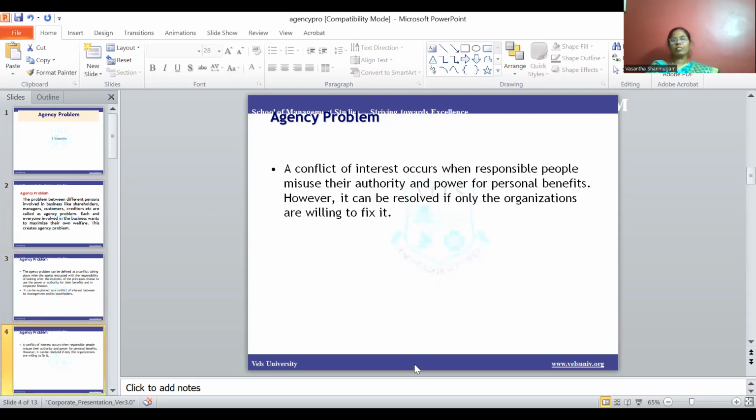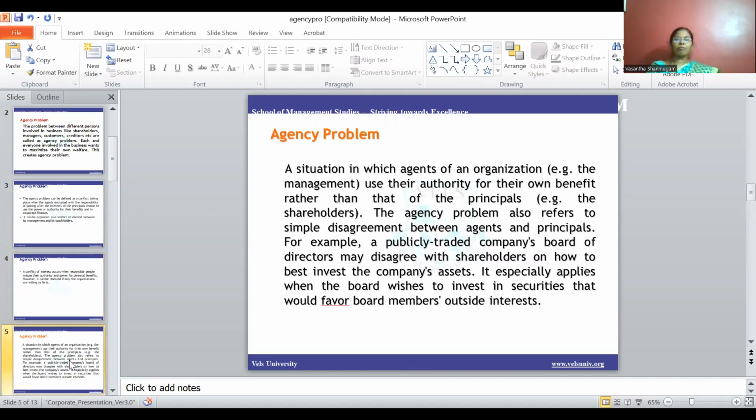A conflict of interest occurs when responsible people misuse their authority and power for personal benefit. Here, responsible people refers to the board of directors. They were given the power to run the business. When they misuse the authority for personal benefit, the problem of conflict will arise. However, it can be resolved only if the organizations are willing to fix it. That is one of the important things.